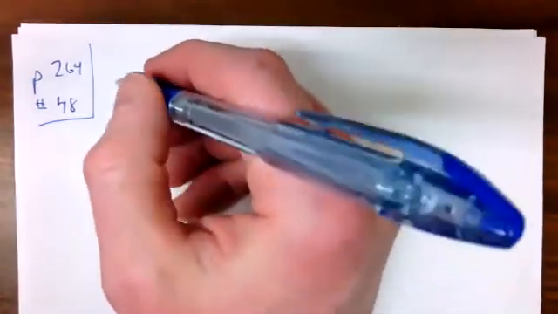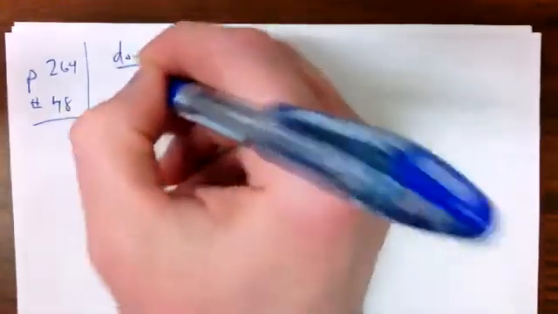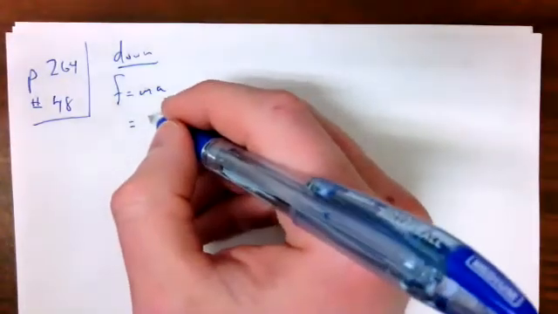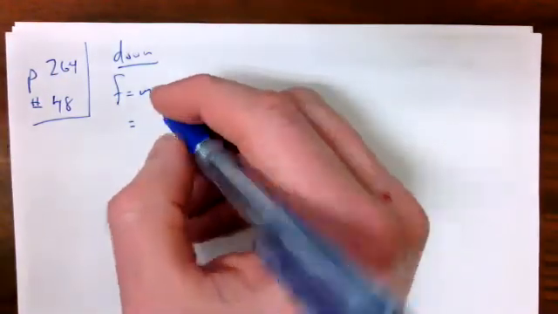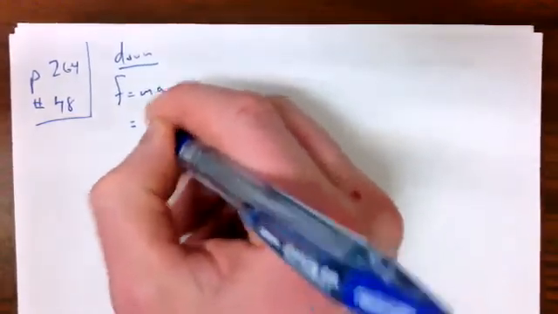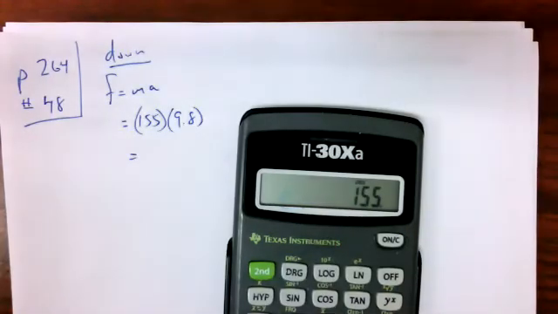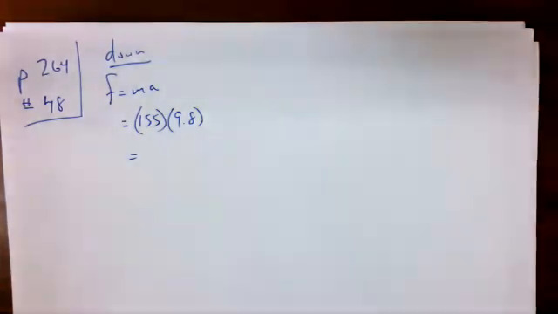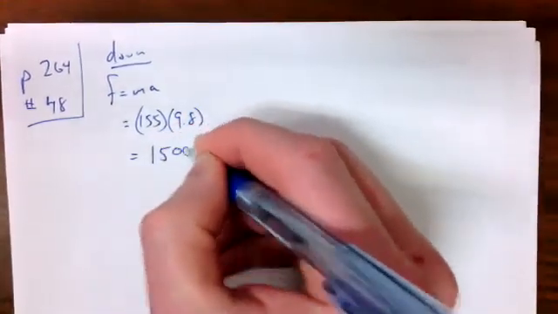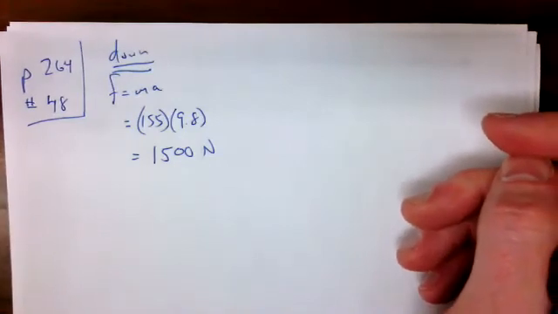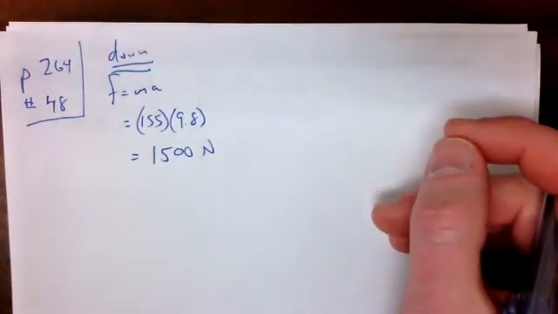Well, let's have a look. The going down is the easier part: the net force acting on the weight for the drop. So let's just do that first. F equals ma. The mass of the weight is 155. Acceleration due to gravity is 9.8. That's 1519, so about 1500 newtons. So that's going down, and that's basically done by gravity.